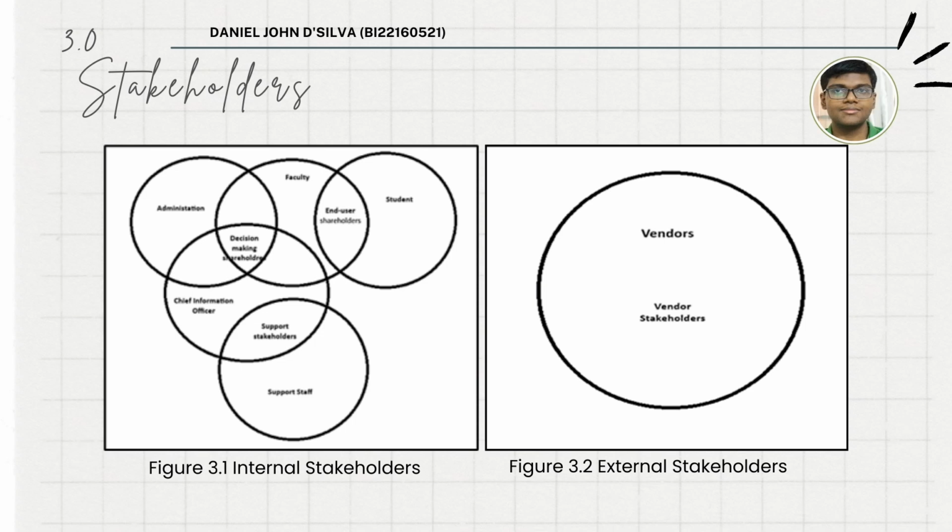The figure on the left shows an internal stakeholders diagram. Internal stakeholders consist of administration, faculty, chief information officer, student, support staff, decision-making stakeholder, support stakeholder, and end-user stakeholder. Meanwhile, the figure on the right shows an external stakeholder diagram. External stakeholders consist of vendors and vendor stakeholder.